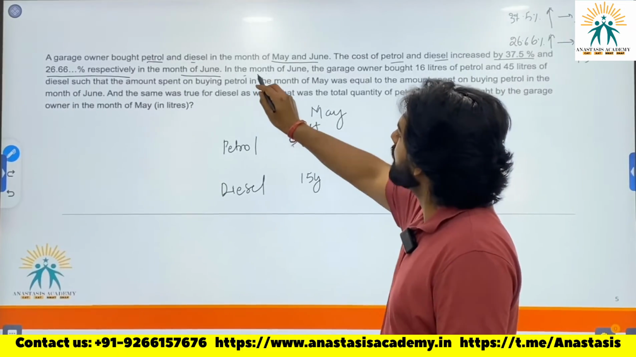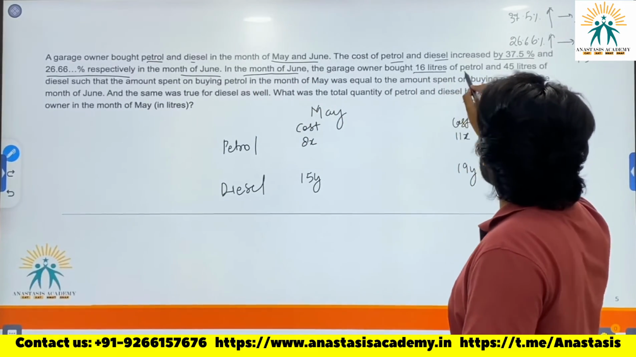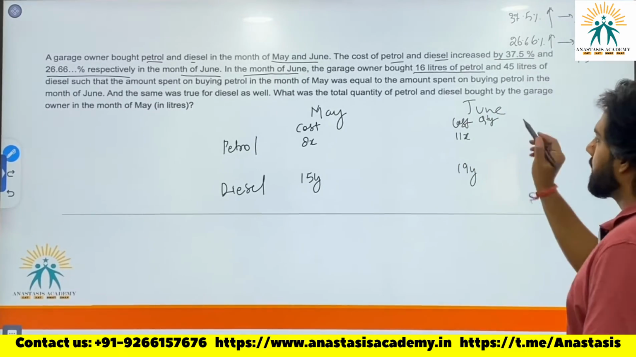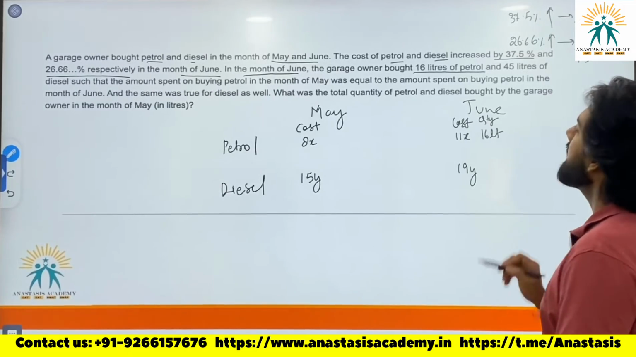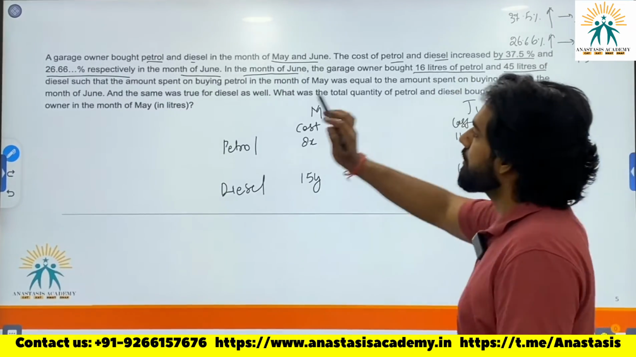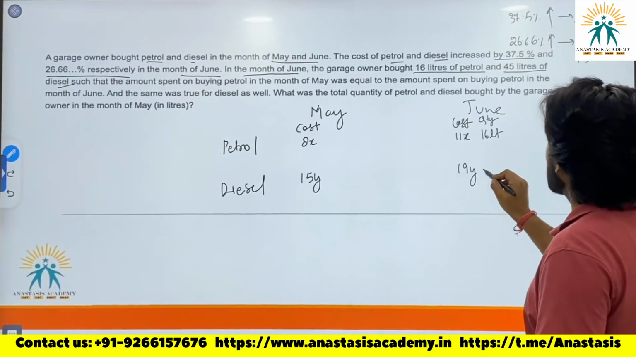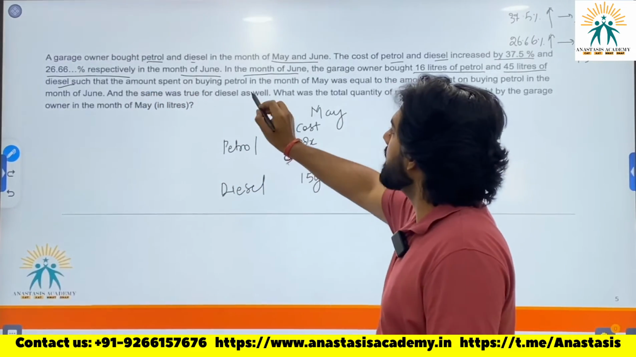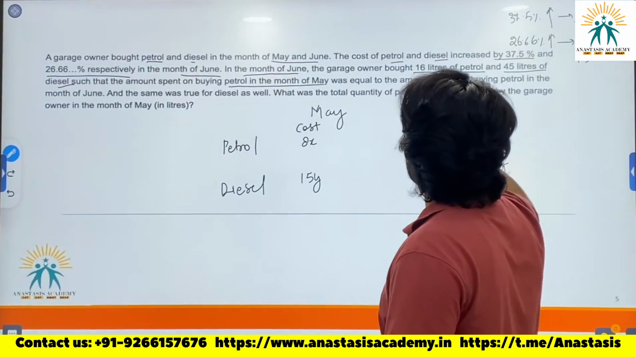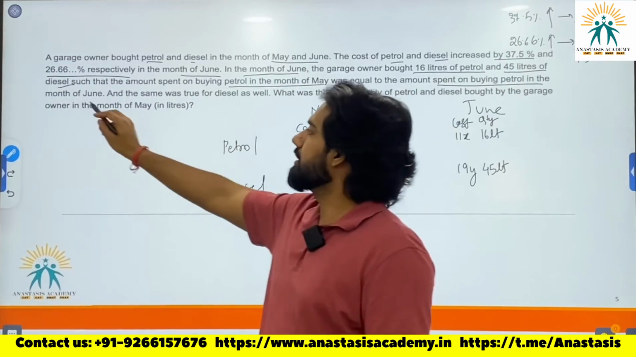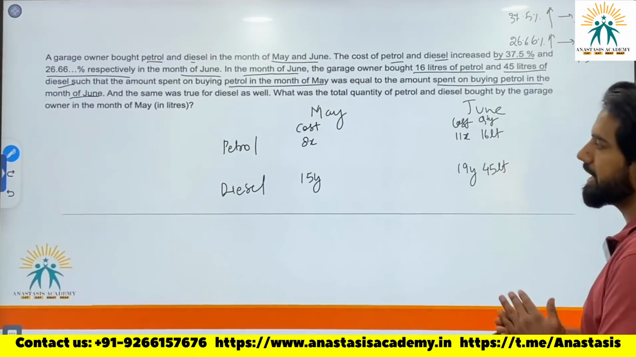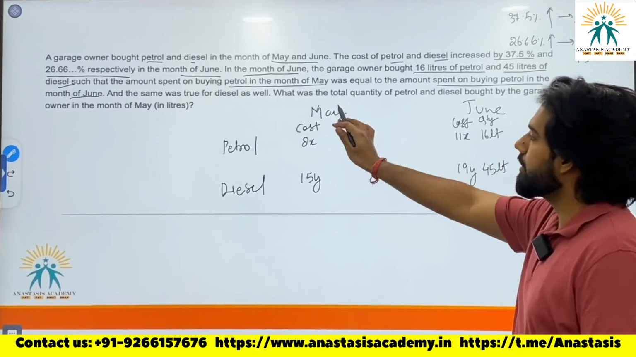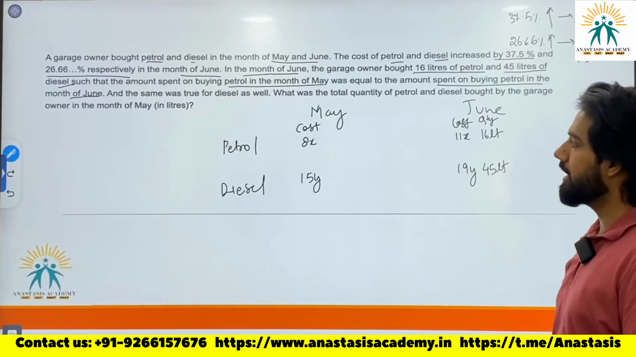Second, it is given that in the month of June, the garage owner bought 16 liters of petrol and 45 liters of diesel, such that the amount spent on buying petrol in the month of May was equal to the amount spent on buying petrol in the month of June. So the expenditure in June is equal to the expenditure on petrol in the previous month.